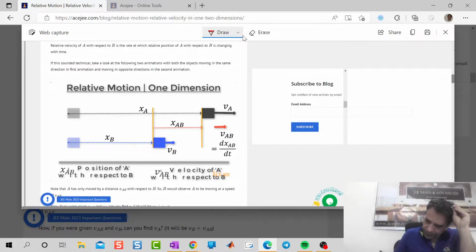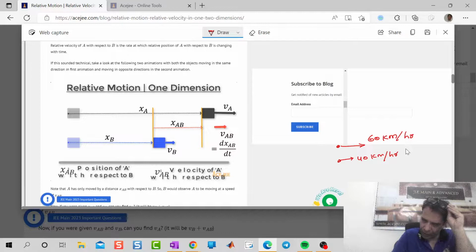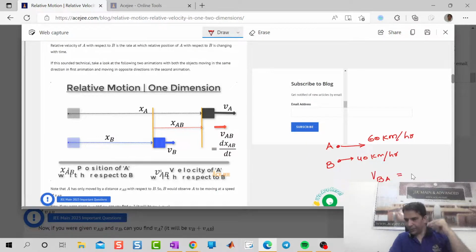In any case, so Chavi, beta, you have two trains. One train is moving at 60 kilometers per hour. Another is moving at 40 kilometers per hour. Fairly simple question, but still I'll go ahead and ask it. What is the relative velocity of B with respect to A? So minus 20 kilometers per hour.